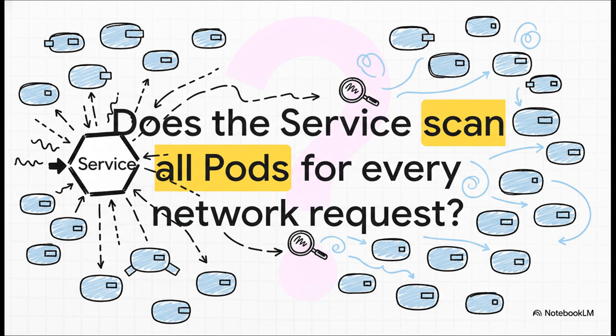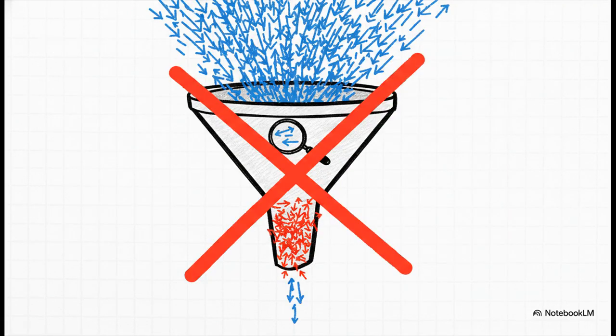I mean, what if you have thousands of pods? Yeah, no way, absolutely not. That would be a total performance nightmare. Your network would just grind to a halt. Remember, Kubernetes is built for massive, massive scale, and a design like that just wouldn't fly. There has to be a smarter way.